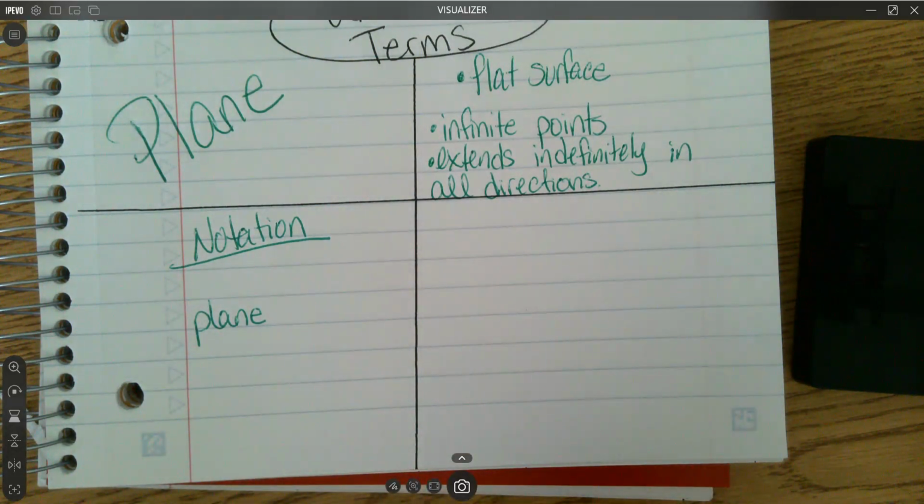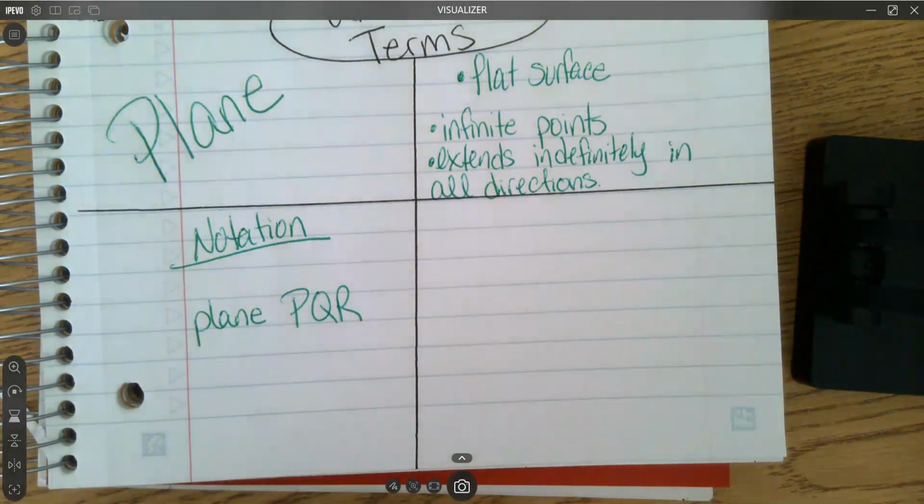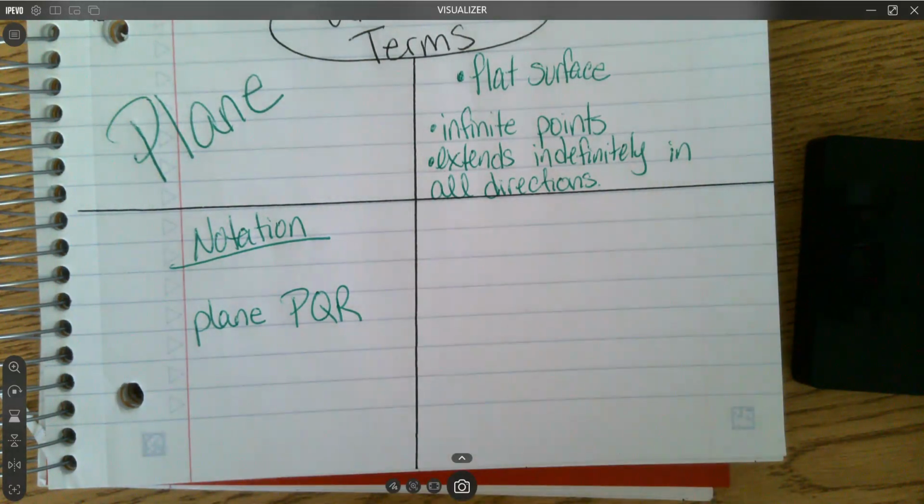So any 3 letters, which are points that we see on there. So I'm just going to say PQR. Okay. Now I'm starting to think I probably should have done the picture and then the notation. It's okay. We're going to commit to this.